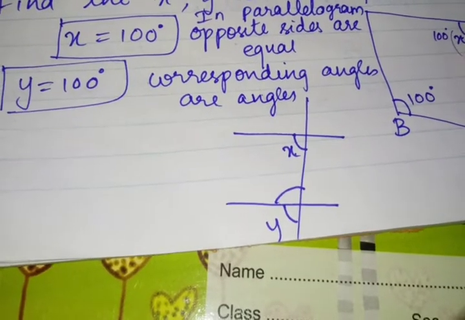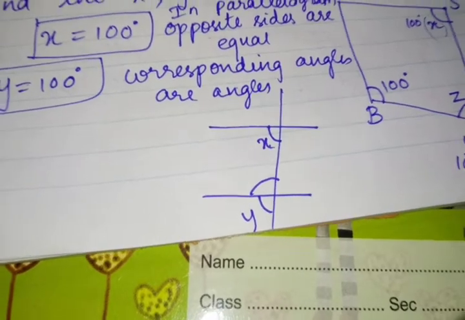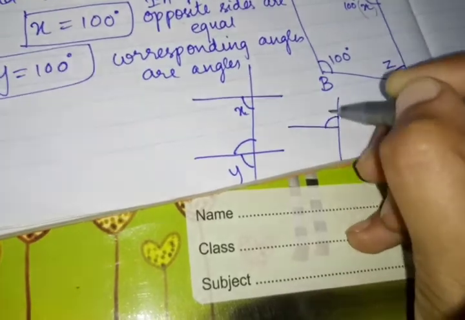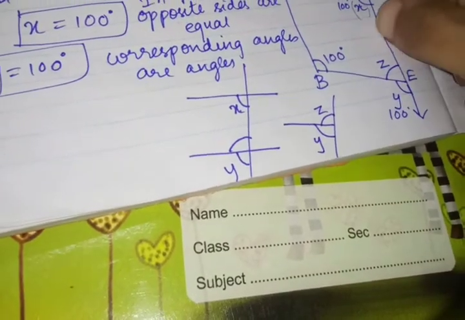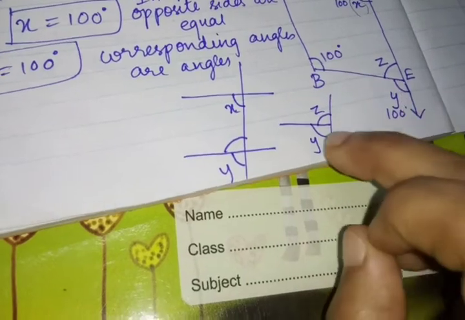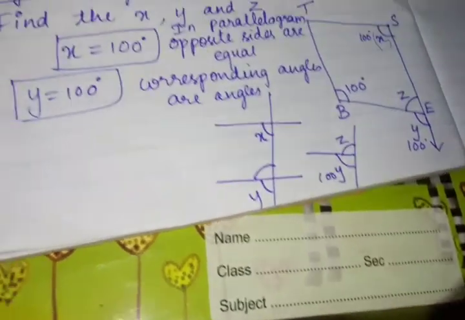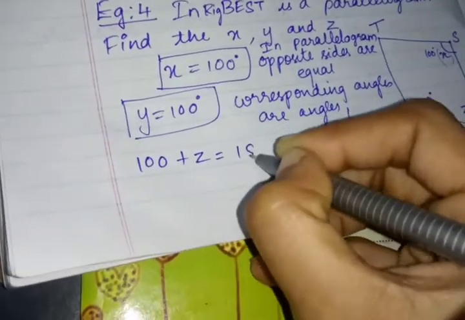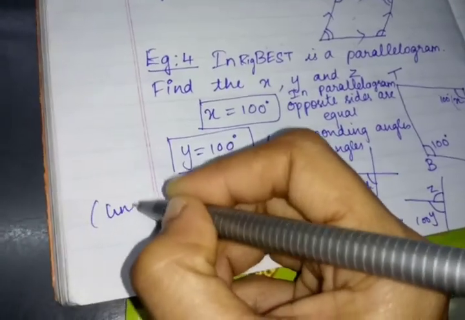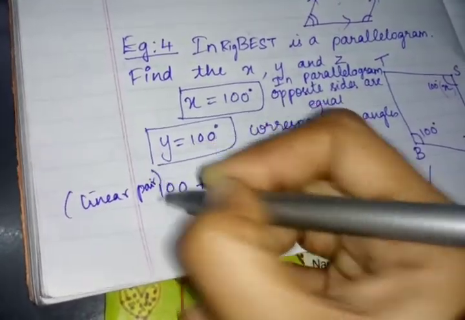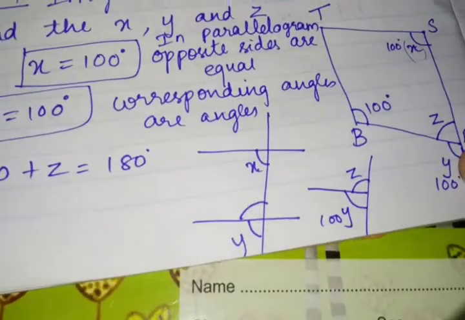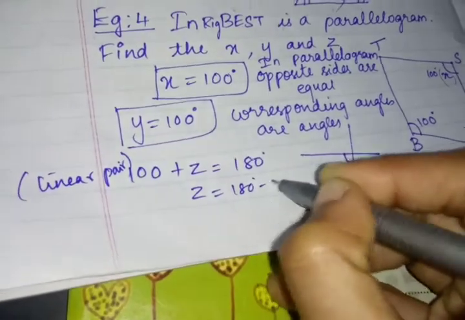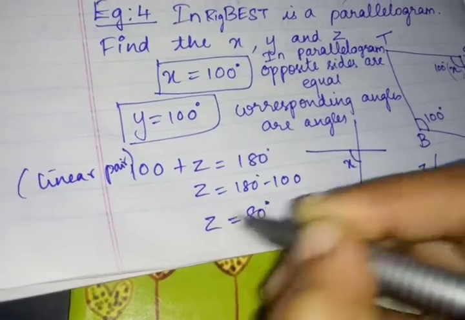So x, since it is opposite to each other, we are saying opposite angles are equal. So x is equal to 100 and this x and y are corresponding. So y is equal to 100 and this y and z are linear pair, right? This one straight line, one arm. So y and z are linear pair. So can we find the linear pair? Yes. 100 plus z is equal to 180 because it is linear pair. Okay, this is 100, this is 100 plus z is equal to 180. Now z is equal to 180 minus 100, z is equal to 80 degree.